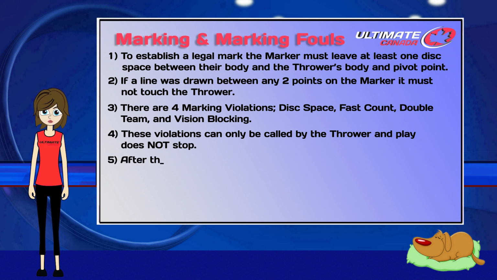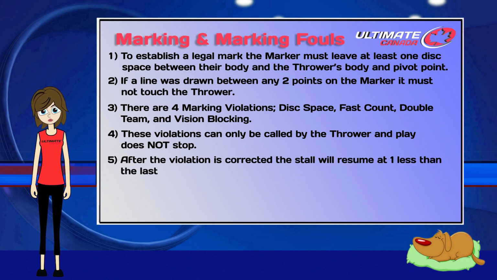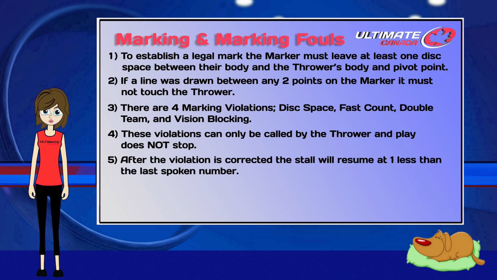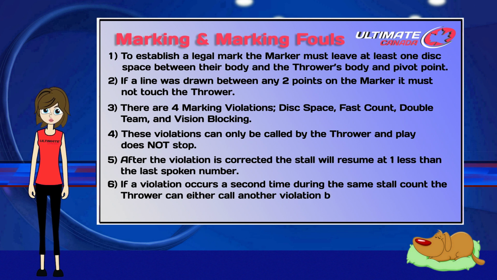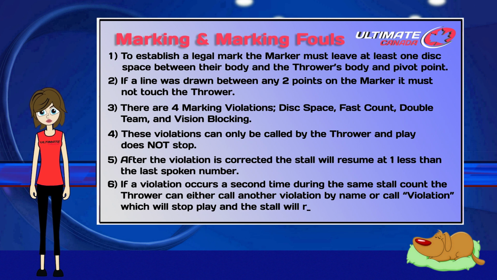5. After the violation is corrected, the stall will resume at 1 less than the last spoken number. 6. If a violation occurs a second time during the same stall count, the thrower can either call another violation by name or call violation, which will stop play and the stall will resume at 1.